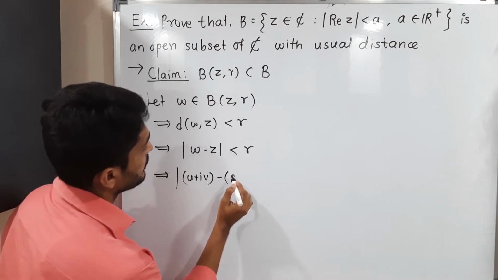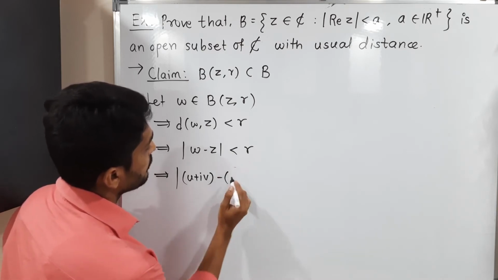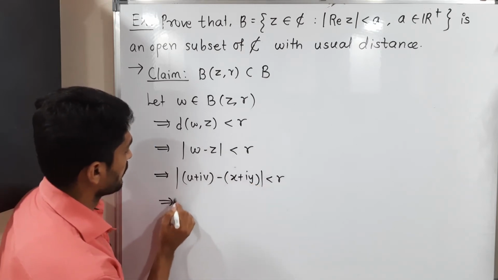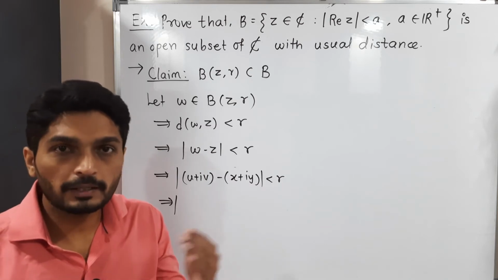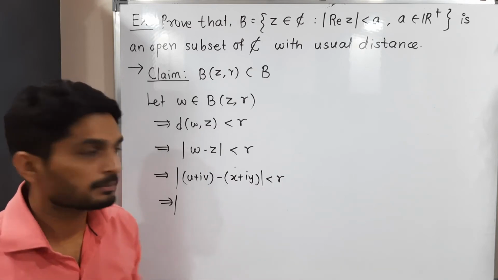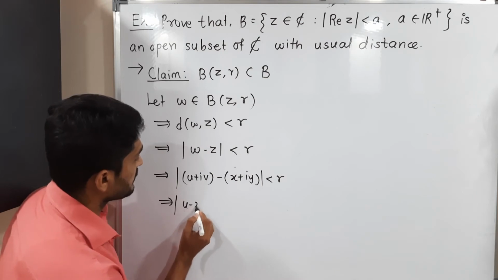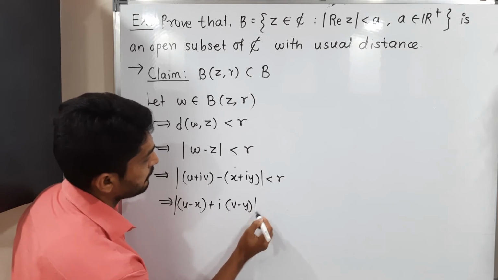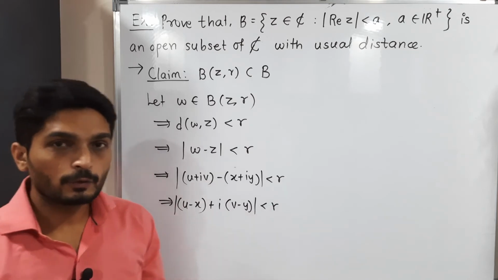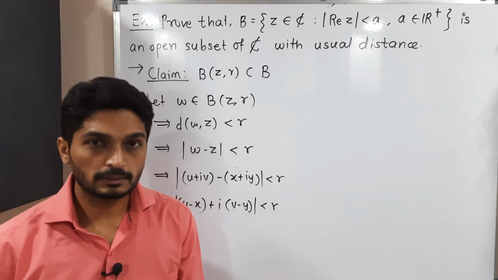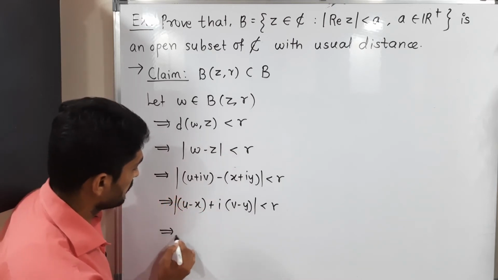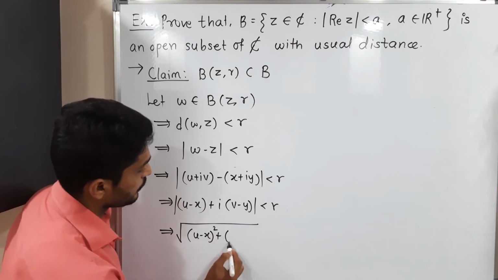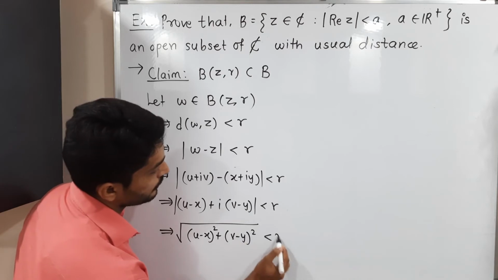Minus Z, I will call it as A, already we took that, so I will call it as X plus iY, less than R. Okay. How to subtract? Real part minus real part and imaginary part minus imaginary part. So that's why U minus X, real part minus real part, plus imaginary part minus imaginary part, less than R. Do you know how to find mod of a complex number? Yeah, it is square of first plus square of second. Okay, so less than R.